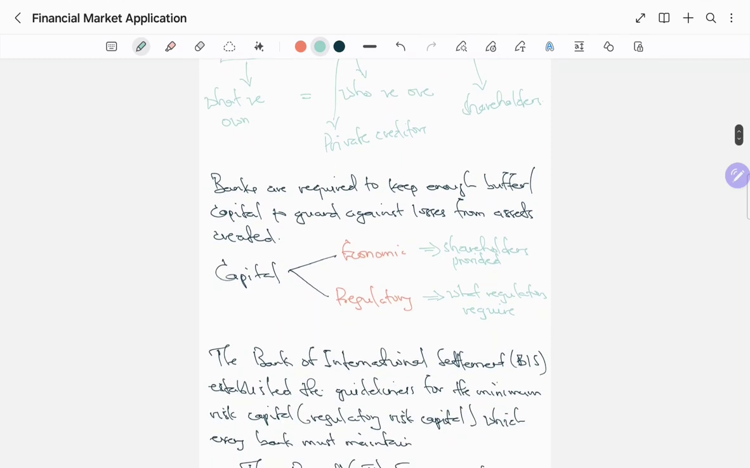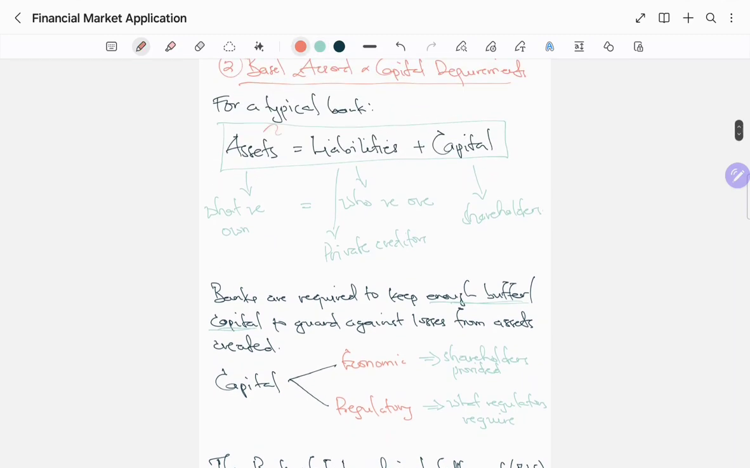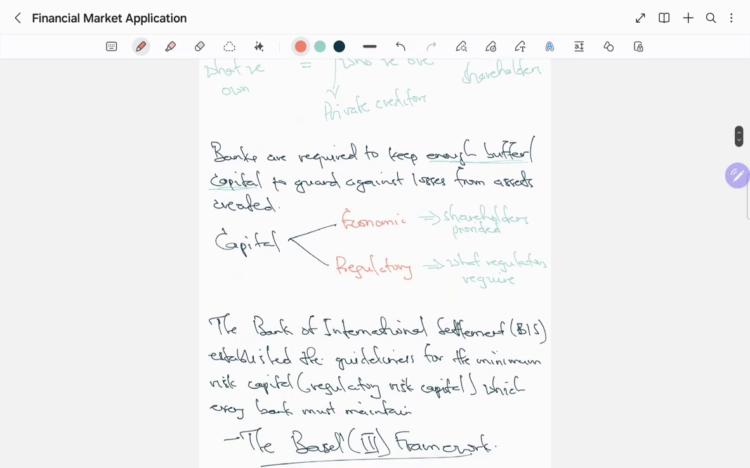Now, what this Basel framework requires banks to do is, at every point in time, have enough buffer, i.e., capital, to guard against losses that would arise from these assets that have been created. This capital can be explained in two forms. We have what the shareholders have provided in their books, which we call the economic capital, and we have what regulators require, which is the regulatory capital.